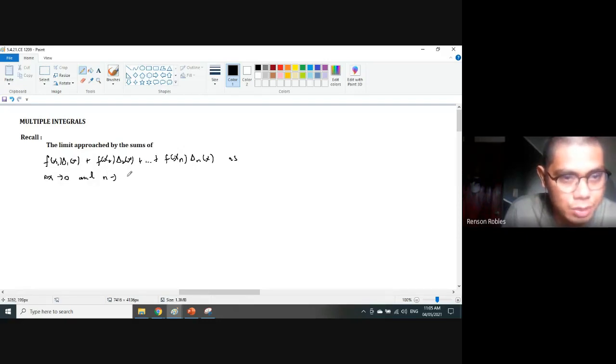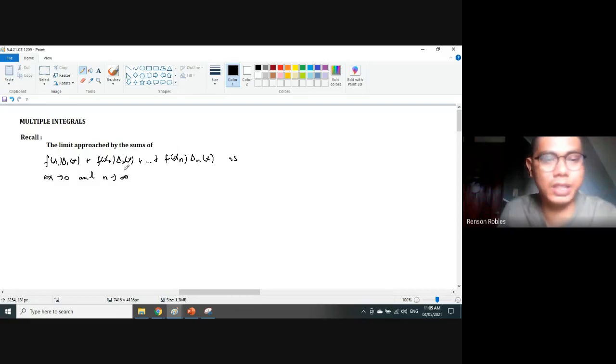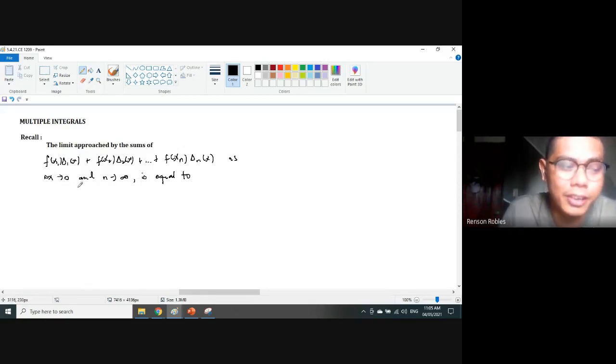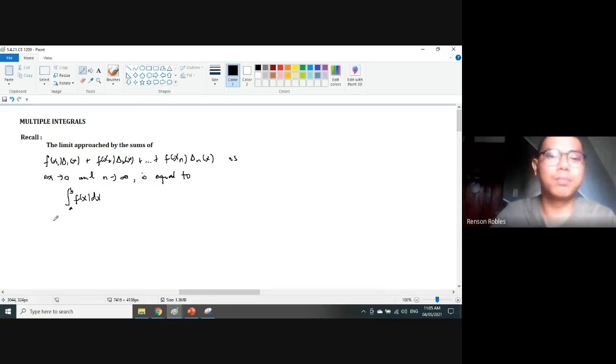Your n approaches a very large number. And this will be equal to the definite integral of f of x dx evaluated from a to b. Okay? Now, for a multi-valued function, so multiple integrals meaning we are dealing with multi-valued functions.